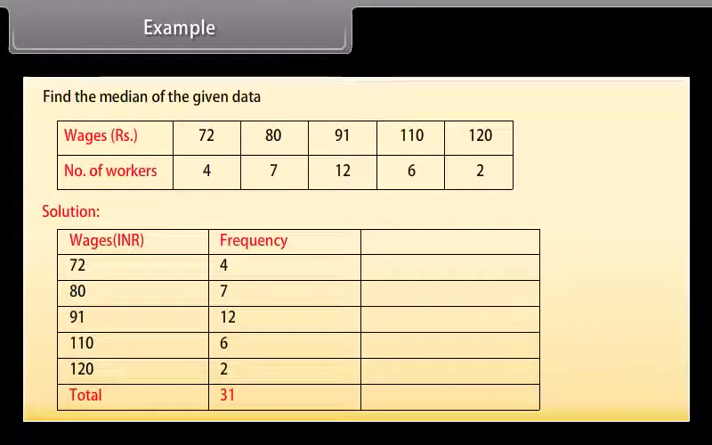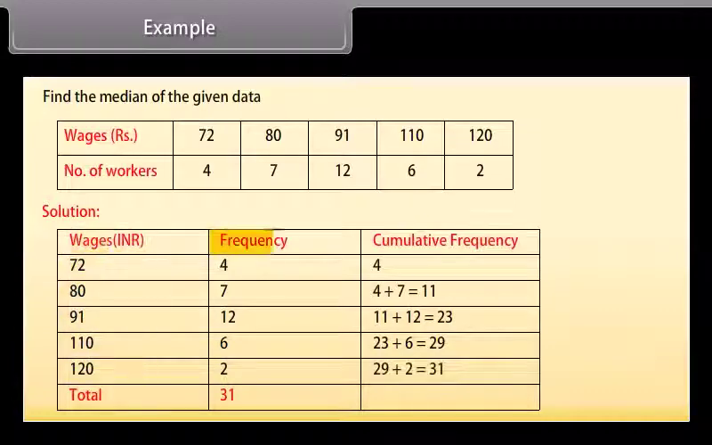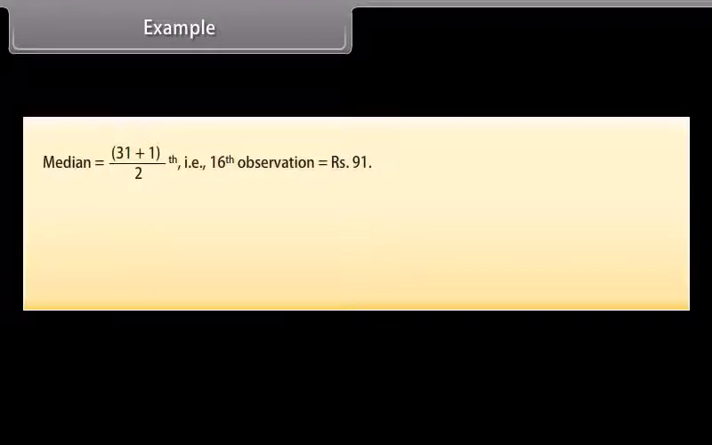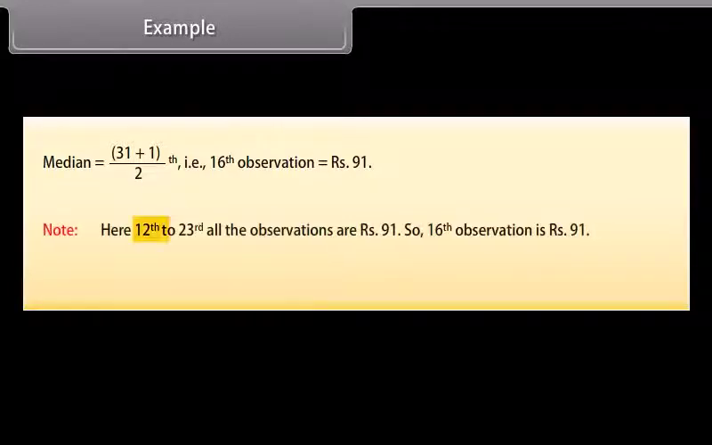In the third column, we have found the cumulative frequency for each wage by adding the previous frequency to the current frequency. After that, we have found the median, which is the (31 plus 1) by 2th, that is 16th observation, which equals rupees 91. Here 12th to 23rd, all the observations are rupees 91. So, the 16th observation is rupees 91.